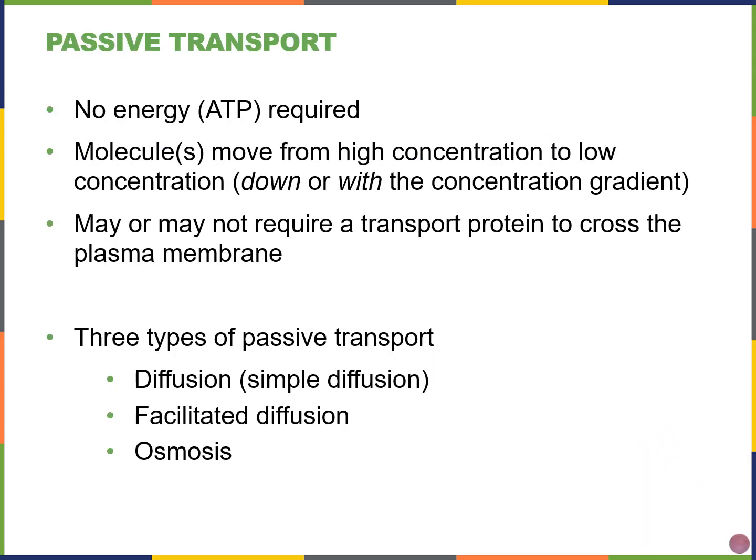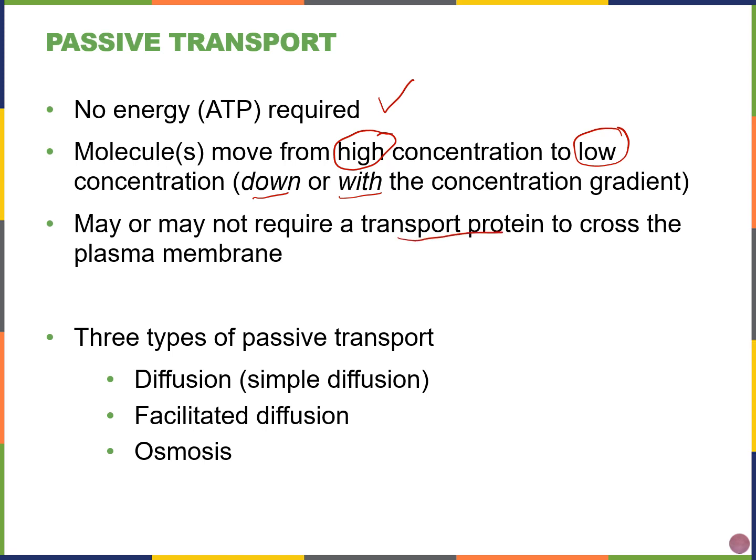Passive transport of substances is occurring when no energy or ATP is required for the molecule to move. The molecule is going from high to low concentration, down its gradient or with its gradient, and it can either pass through the membrane directly, that phospholipid bilayer, or it might require a transport protein to cross the plasma membrane.